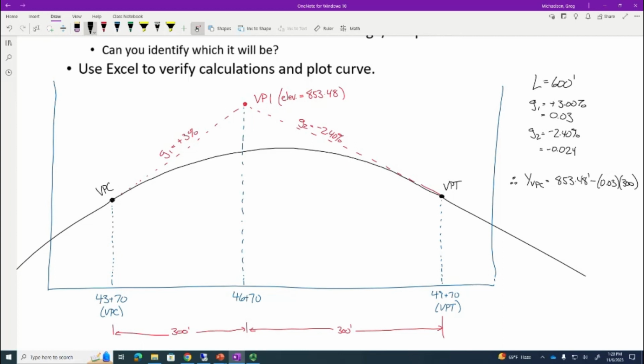How about that? This is the slope of this line times 300. Would that work? That'd get us the elevation of that point, right? Going down at that distance. What is that, by the way?